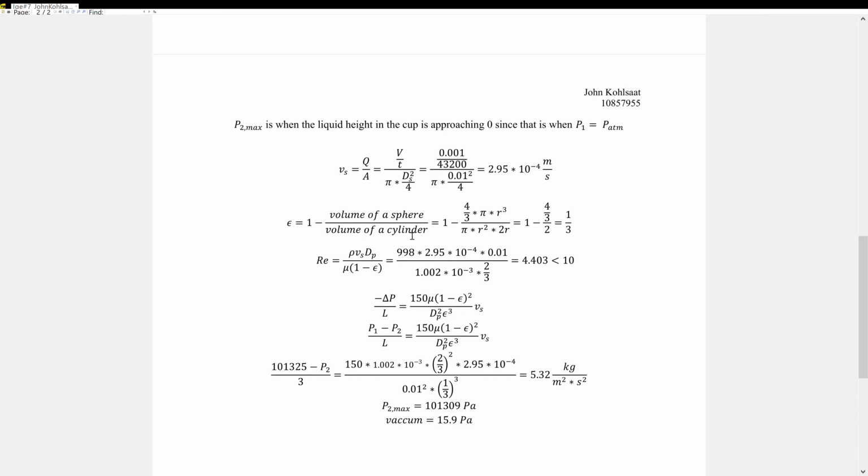And so we can get velocity and cavitation from the relative volume of a sphere over a cylinder, since the boba is a sphere and the straw is a cylinder. From that we can get a Reynolds number, which tells us the flow is laminar. And then from that we can use the Darcy's law equation to get a vacuum pressure of 15.9 pascals.